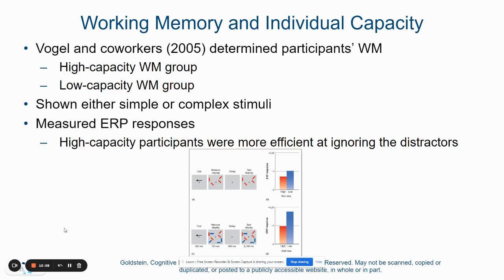So Vogel and coworkers in 2005 did a working memory study about individual capacity. In their study, they had two groups, a high capacity working memory group and a low capacity working memory group. The results showed that the high capacity participants were more efficient at ignoring distractors, and therefore they were more successful than the low capacity group, because the distractors were taking away the low capacity group's ability to focus.